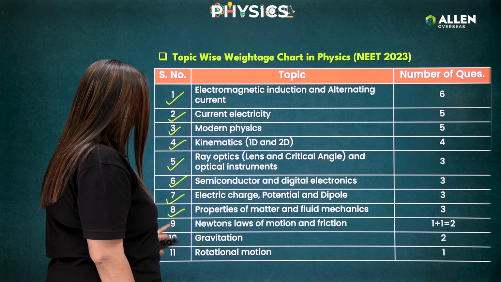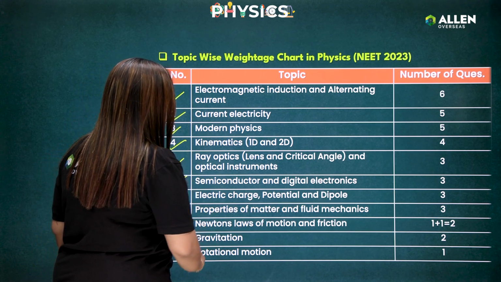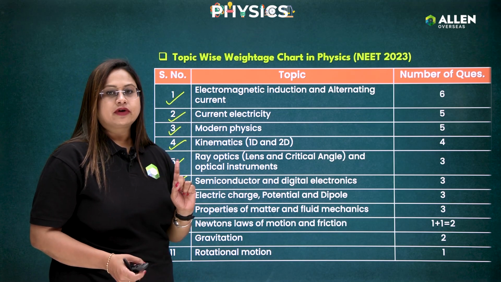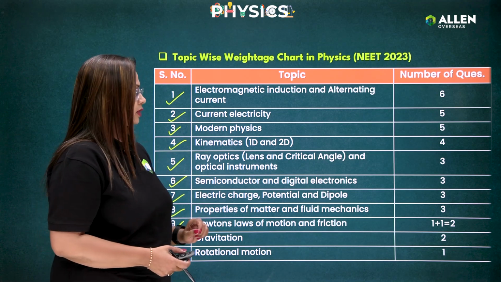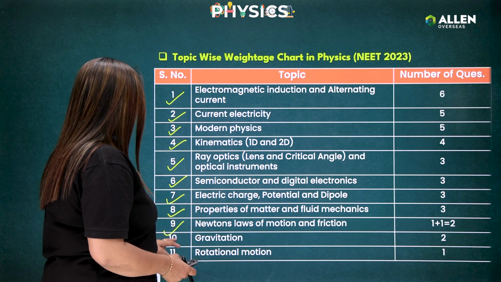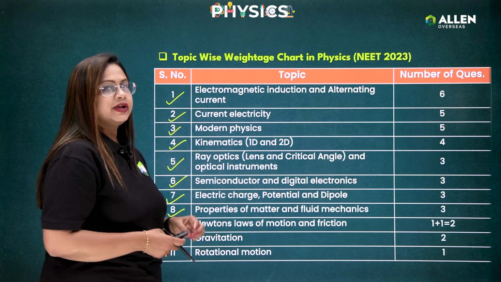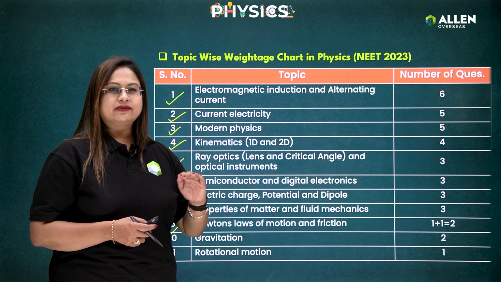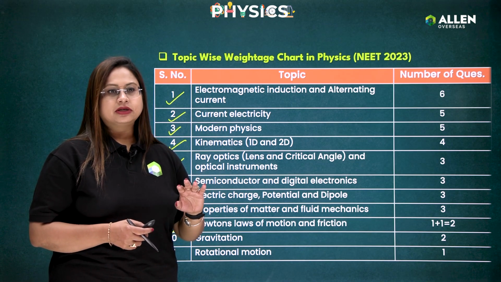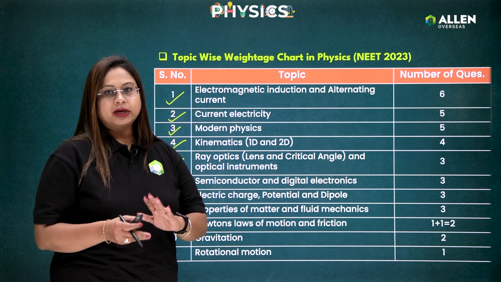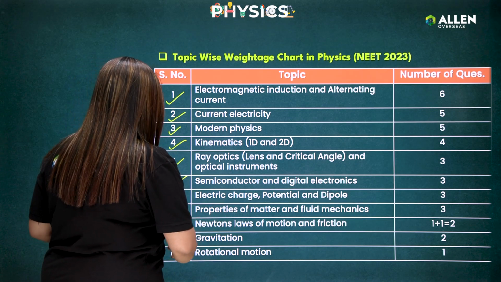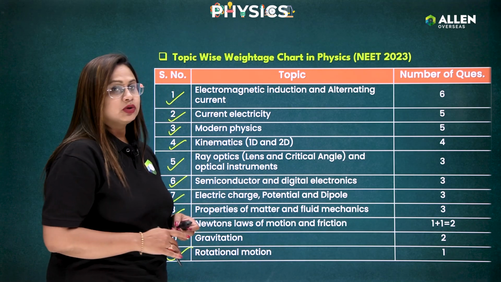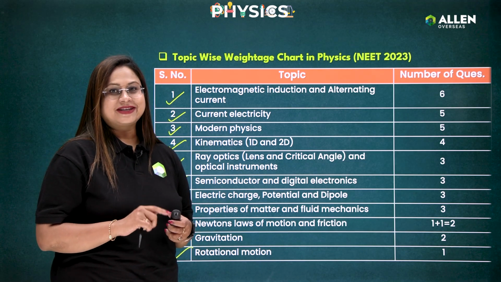And coming to the 9th one, it is Newton's laws of motion and friction. 1 question was asked from Newton's laws of motion and 1 question was asked from friction. Both were easy. Next one is gravitation. We had 2 questions from gravitation. One was a little bit moderate to difficult, but not that difficult. So 2 questions were asked from gravitation this year. And from rotational motion we had only 1 question this time.